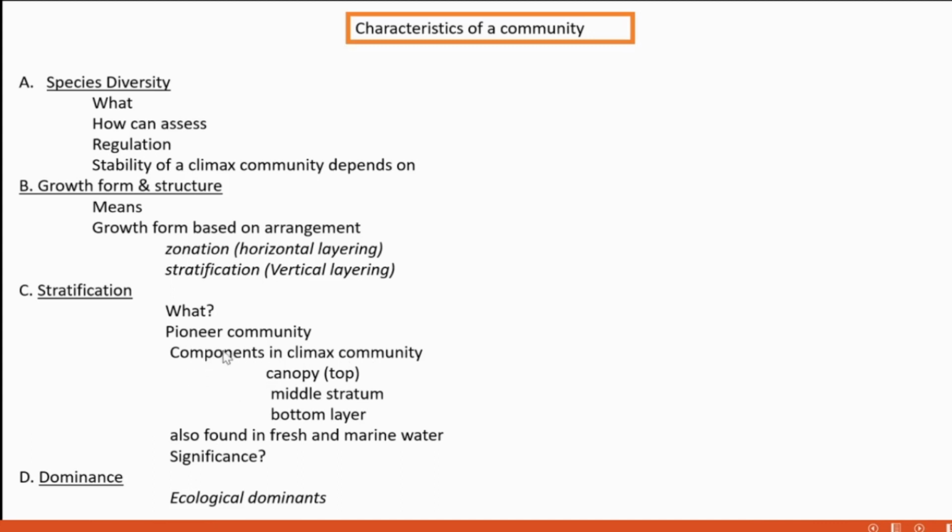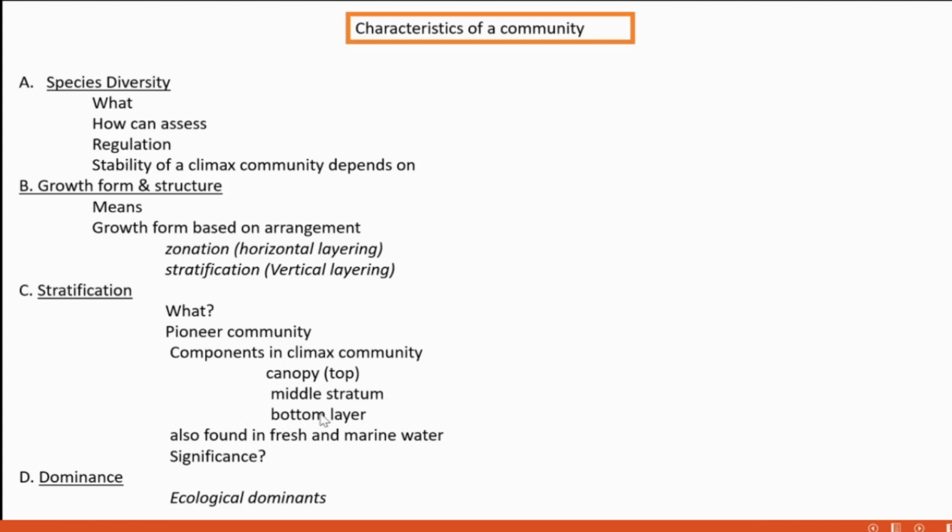Then components in a climax community. When a community reaches its climax stage, who all are present? The components include the canopy, the topmost area of the trees. That area has branches and leaves of tall plants, and the animals there include insects, birds, lizards, etc. Below that is the middle stratum, where shade tolerant trees are present. The animals commonly seen there are insects, spiders and reptiles.